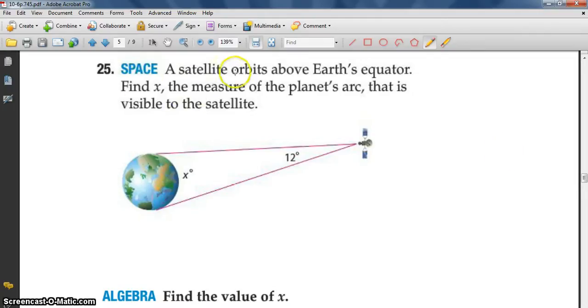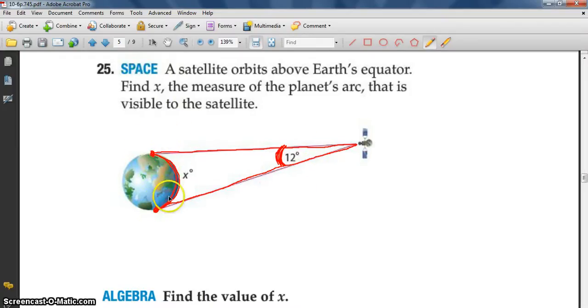For number 25, a satellite orbits above Earth's equator. Find x, the measure of the planet's arc that is visible to the satellite. So I want to find the measure of this arc right here. And these are tangent lines. And the angle is outside of the circle, that angle being 12 degrees. So, if it's outside of the circle, it's going to be half of the difference of the intercepted arcs.